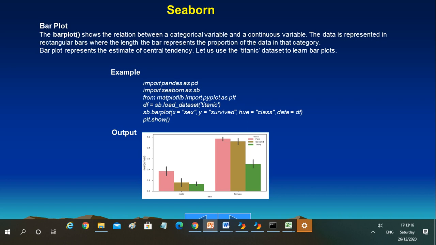So import pandas as pd, seaborn, matplotlib, and now the data set is Titanic, that is the data frame. sb.barplot, x is equal to sex, y is equal to survived, hue is equal to class, and data is equal to df, and plt.show.